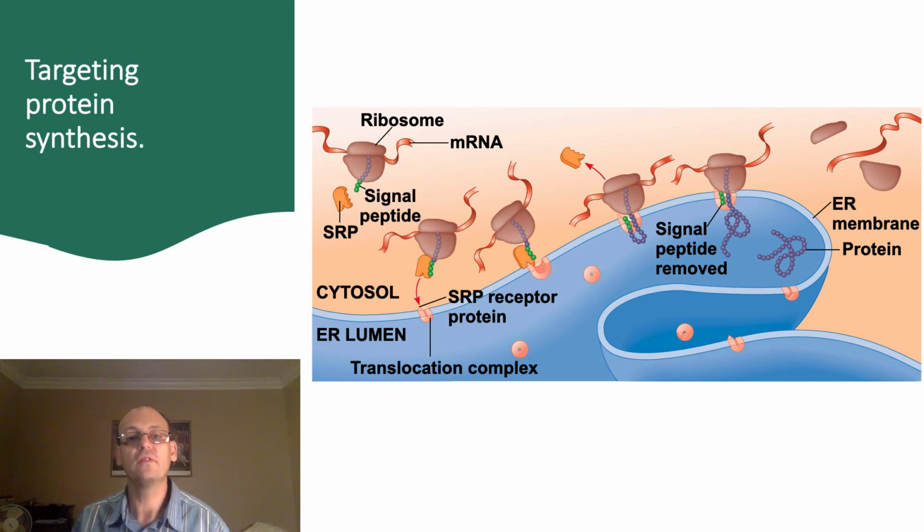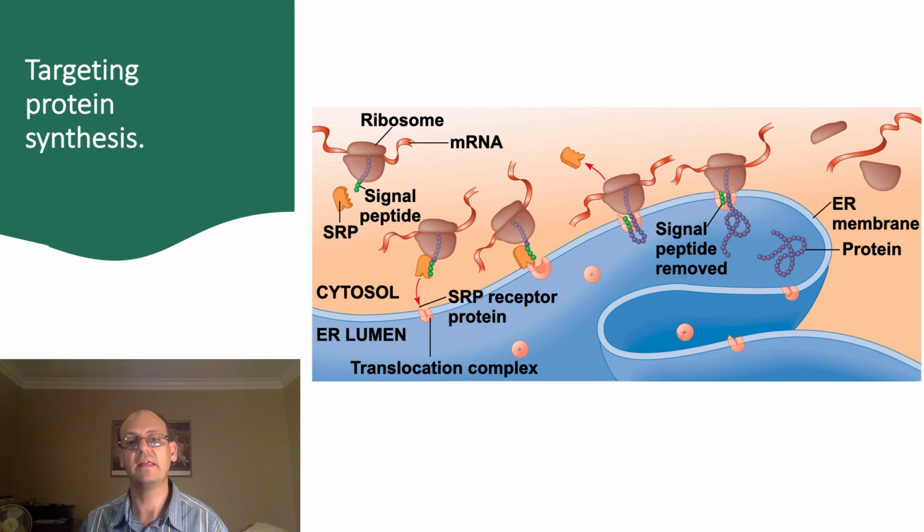Okay, we've looked at how a polypeptide is synthesized, but how does the polypeptide get to where it's supposed to go? Some proteins are manufactured by ribosomes on the rough endoplasmic reticulum, and those proteins are destined either for the endomembrane system or for export by the cell. Other proteins are manufactured by ribosomes that remain in the cytosol.